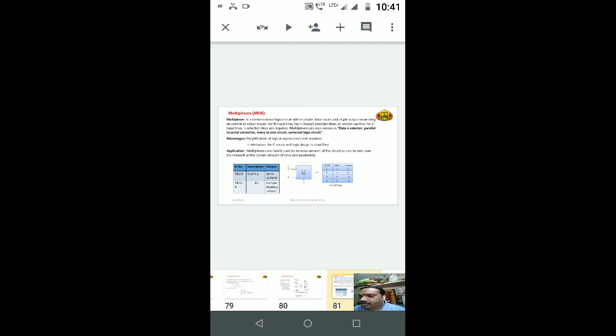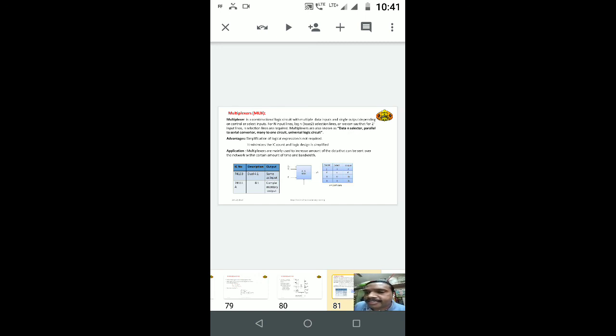Multiplexers are also known as data selector, parallel to serial converter, many to one circuit, and universal logic circuit. These are the names for the multiplexer, meaning the multiplexer is also called a data selector, and it is also called a parallel to serial converter.